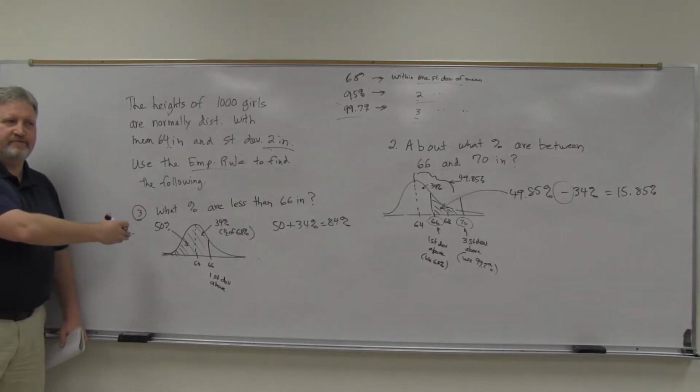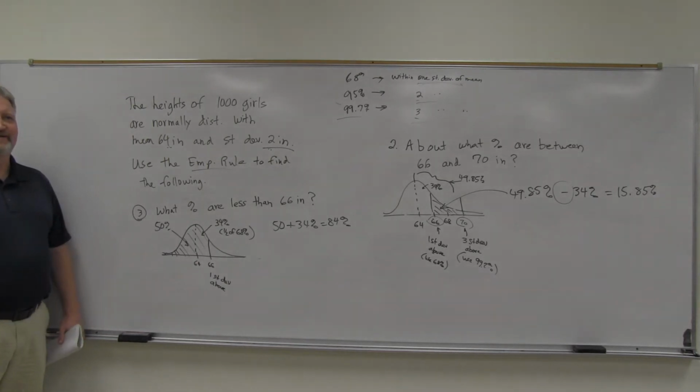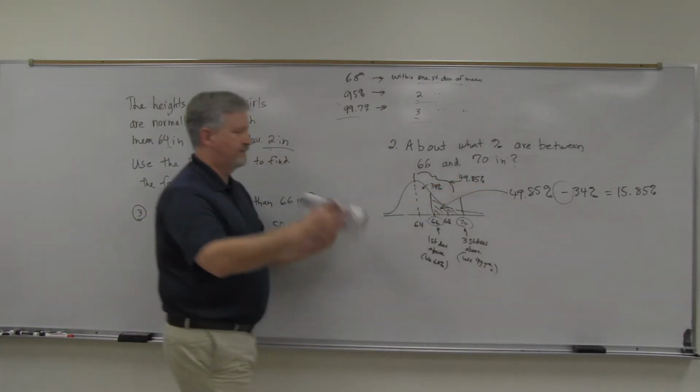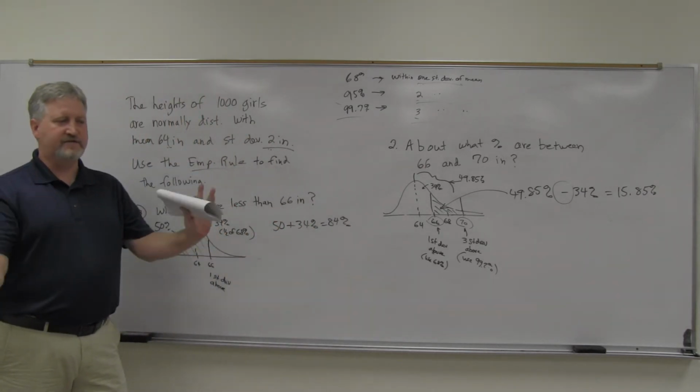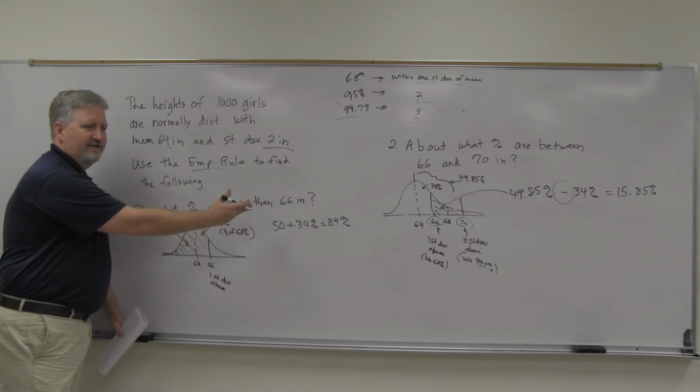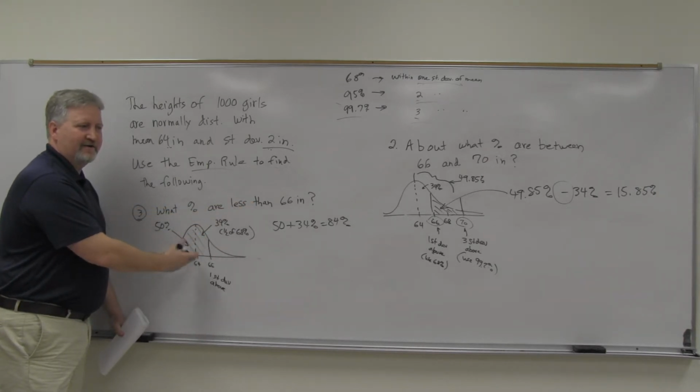So you see why the picture is kind of important, okay? Because it tells you what you've got to do. If you've got two values on the same side, you're probably going to wind up subtracting. If you've got one value on either side, you're going to be adding. If you've got one value, you're probably going to have to use the 50%.